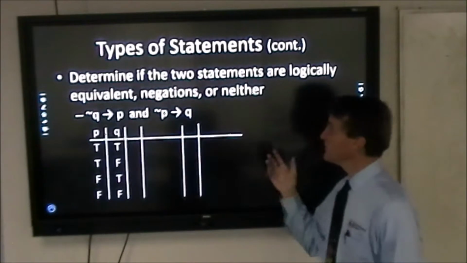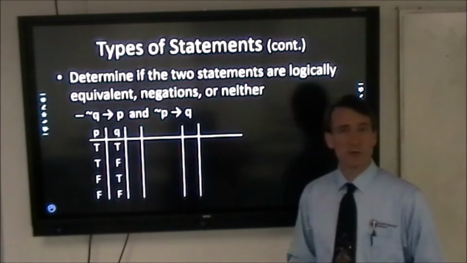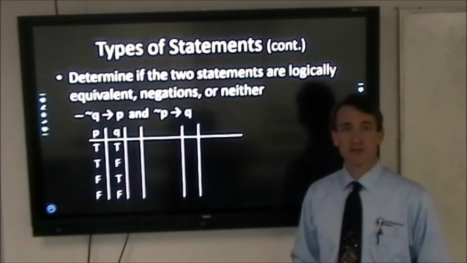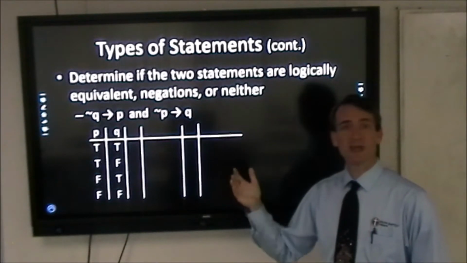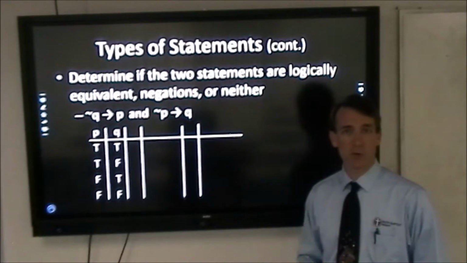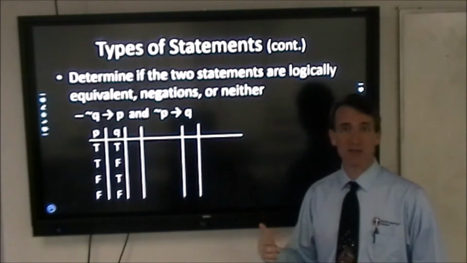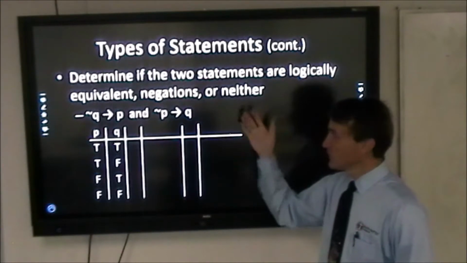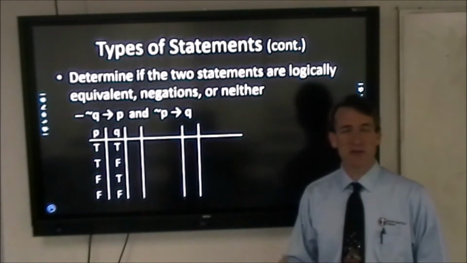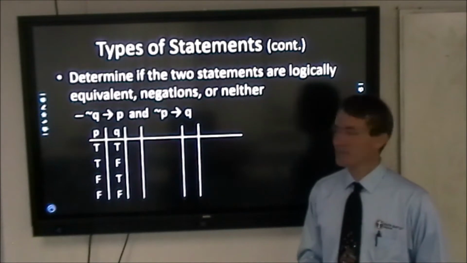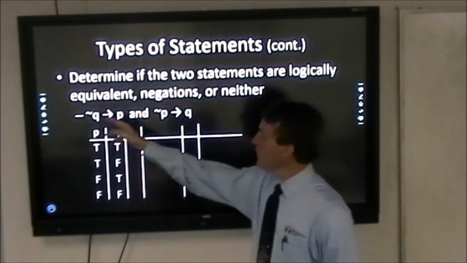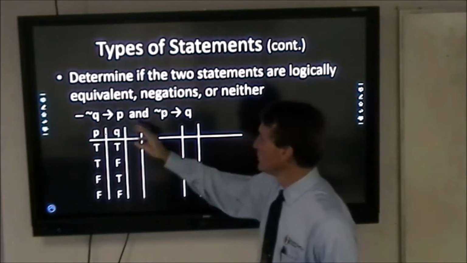So let's determine if these two statements are logically equivalent, they're negations, or they're neither. Again, in order to be logically equivalent, they have to be exactly the same in the same order. In order to be negations, they have to be exactly opposite in that order. And if they're neither, then that means there's going to be some that are the same and some that are opposite. So here we have, if not Q, then P.